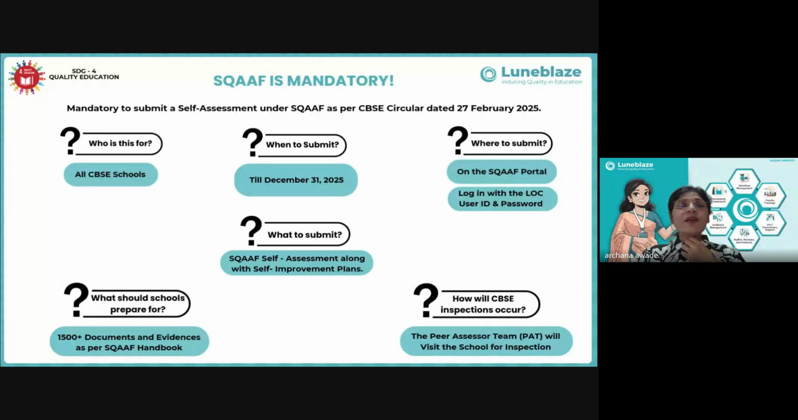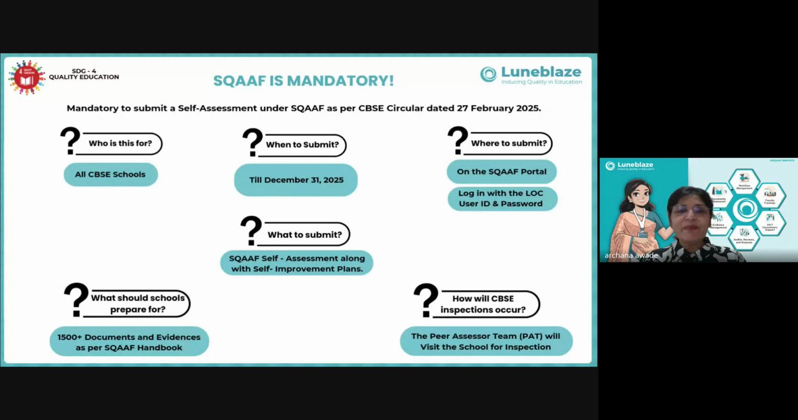Okay. So before we close, here are some important updates that every CBSE school must act upon as per the CBSE circular dated 27th February 2025. Now it is mandatory for all the CBSE affiliated schools to submit their self-assessment under the SQAAF framework. So who is this for? This applies to all the CBSE schools.